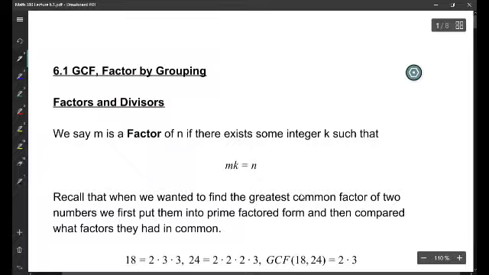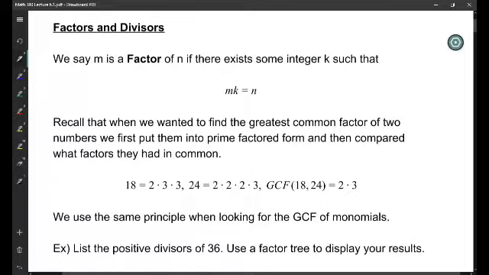6.1. Greatest common factor. Factor by grouping. Factors and divisors. We say m is a factor of n if there exists some integer k such that mk equals n.